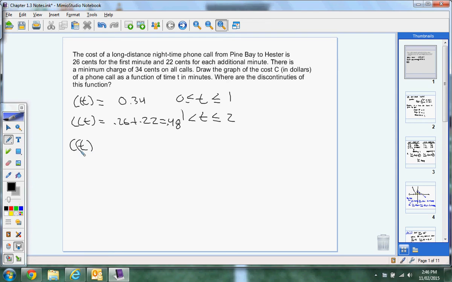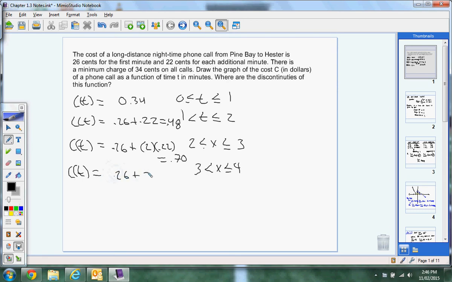So C of t, now if we go from 2, not equal to, sorry, 2 to 3, okay, it's going to be 26 cents plus 2 times 22. It's going to give us 70 cents. Okay, and the last one that we're going to do is between 3 and 4. So C of t, 26 plus 3 times 22 equals 92 cents.